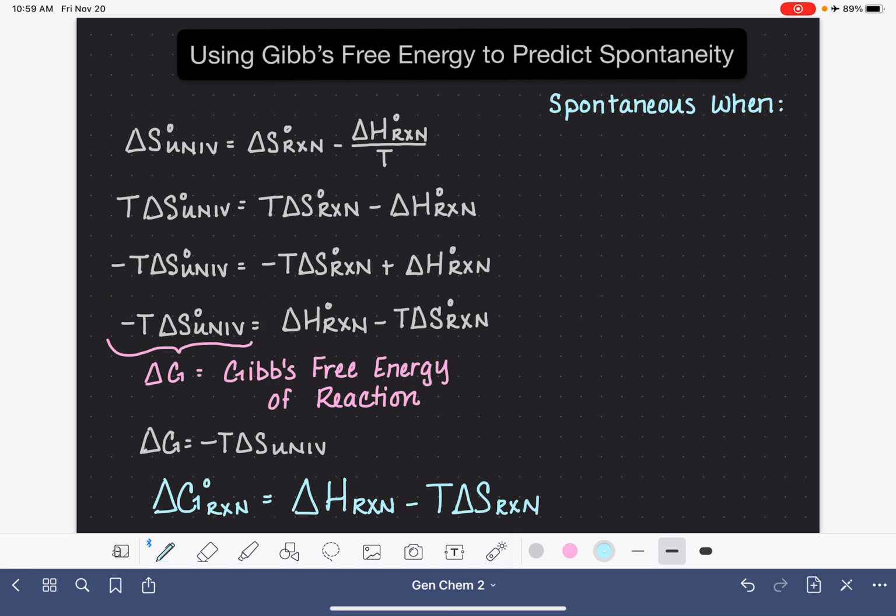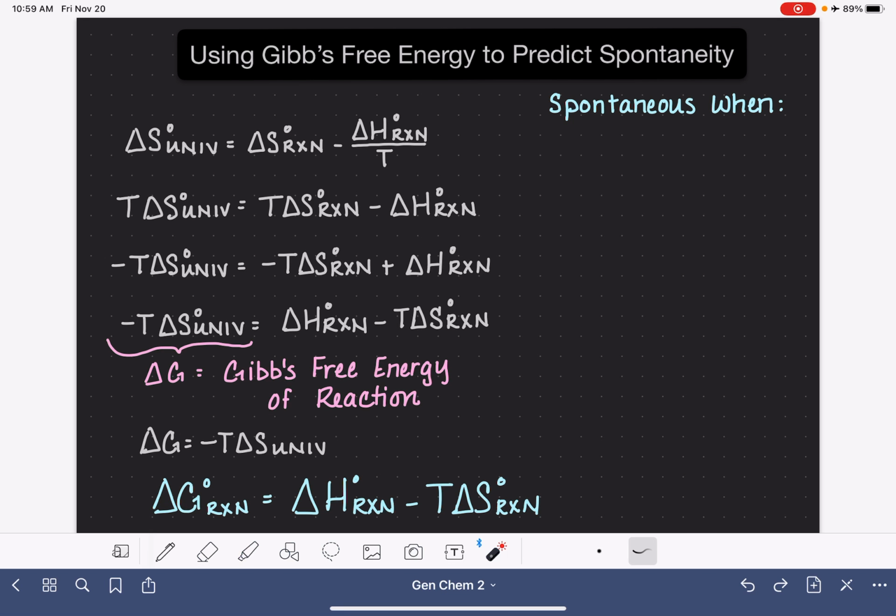Under standard conditions, we can absolutely put these standard states on there. A lot of times, the reaction subscript has been left off of these terms, so it is simplified in this format. So you might see it written like that, but all of these terms, the delta G, the delta H, and the delta S, they are all referring to the conditions of the reaction.